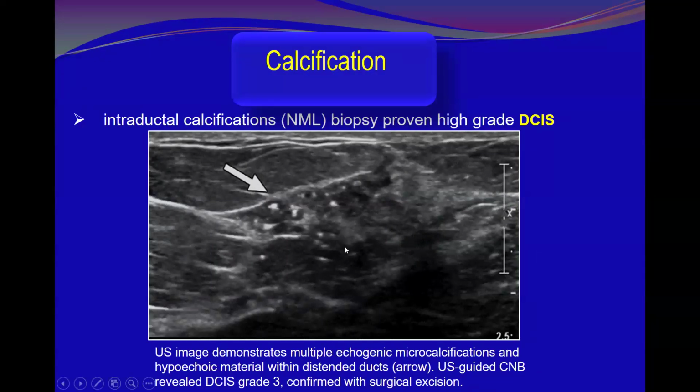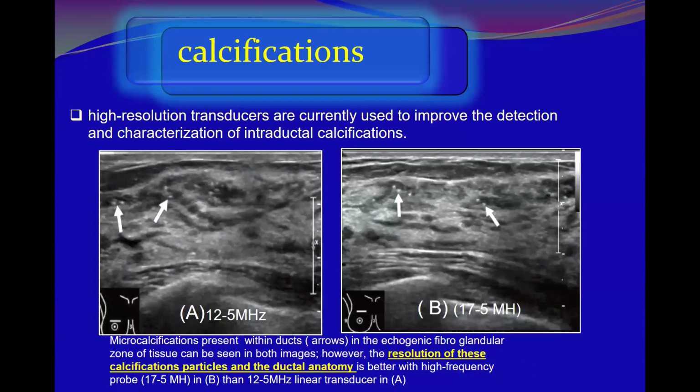And here we can see again intraductal calcification, biopsy proven high-grade DCIS. It is difficult to say ductal, but from the distribution, the duct is enlarged, okay, and the calcification is embedded in soft tissue filling these ducts, okay, and the biopsy proved DCIS grade 3, high-grade DCIS.